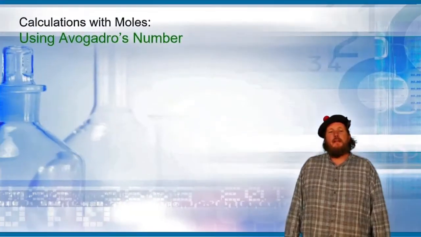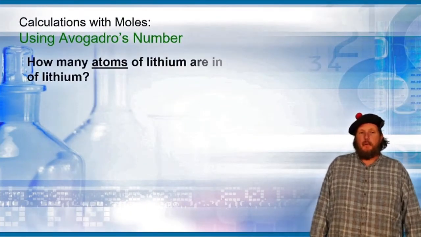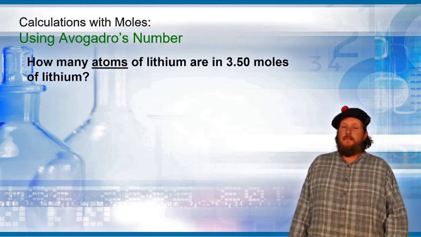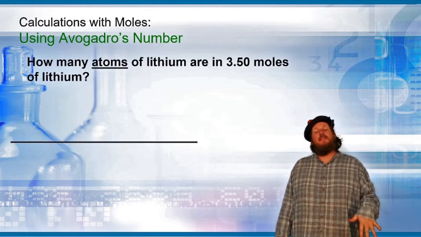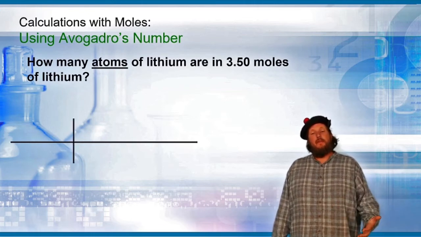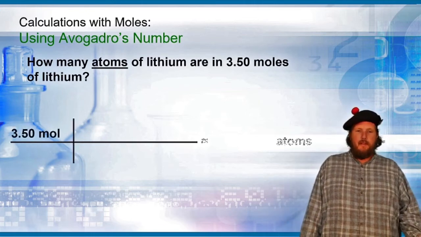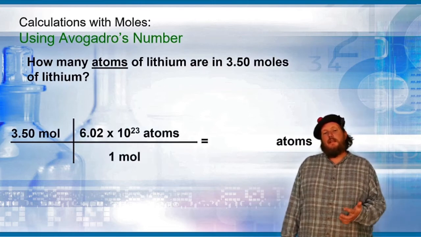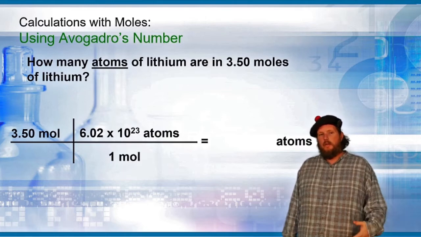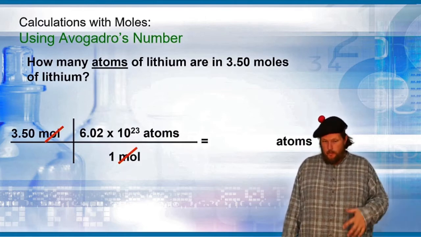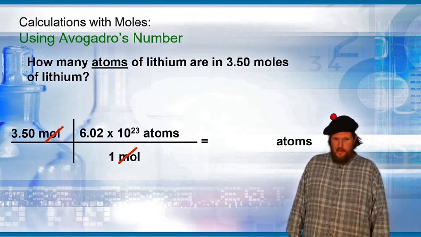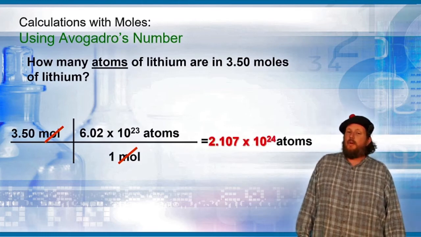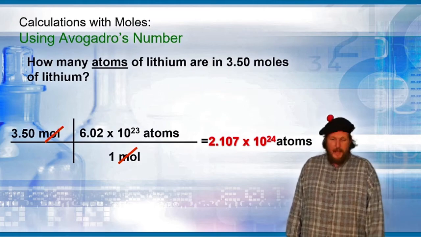So let's use Avogadro's number. How many atoms of lithium are in 3.5 moles of lithium? So we don't need the periodic table for this, we just need Avogadro's number. So we start with our 3.5 moles of lithium, which is what we're given. And we're trying to get to atoms. So 6.02 times 10 to the 23rd atoms per mole. Our moles will cancel out, so we're now left with just units of atoms of lithium. So 3.5 times 6.02 times 10 to the 23rd atoms gives us 2.107 times 10 to the 24th atoms.